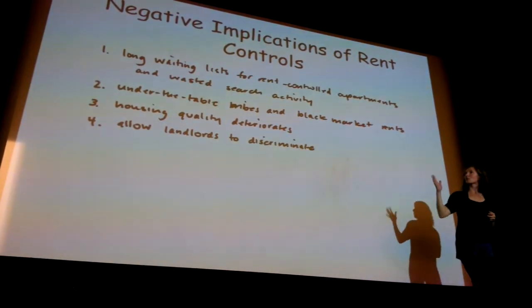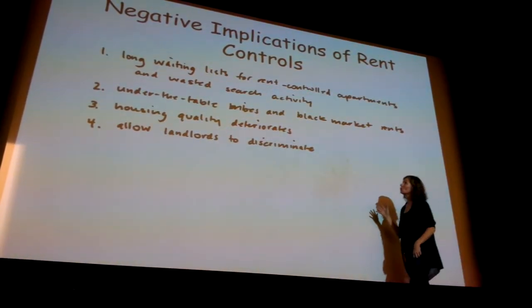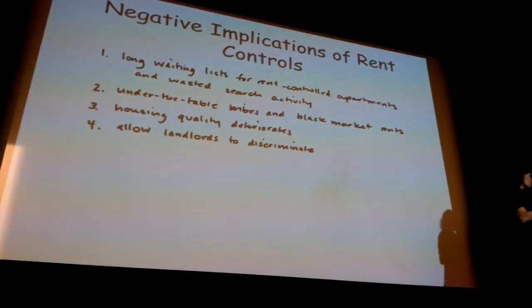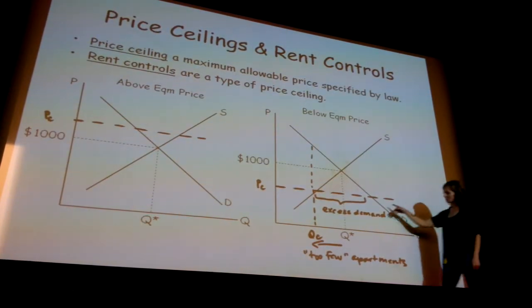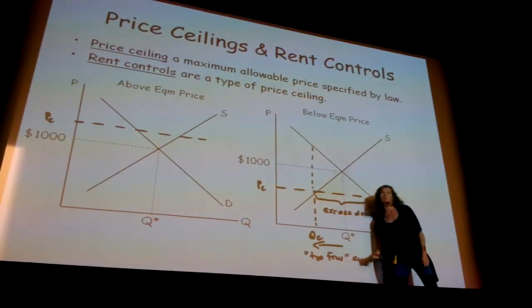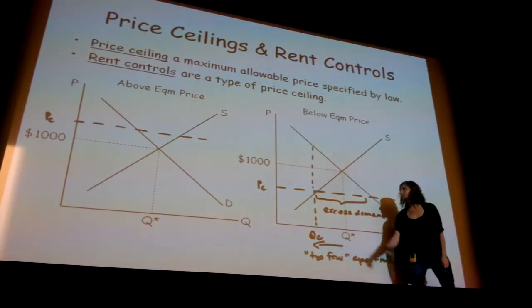So there are all of these negative implications or negative things that happen when you impose these sorts of rent controls. And all of these negative side effects are really the result of this excess demand, and they're the result of the fact that there are too few apartments that are actually being produced or being rented.